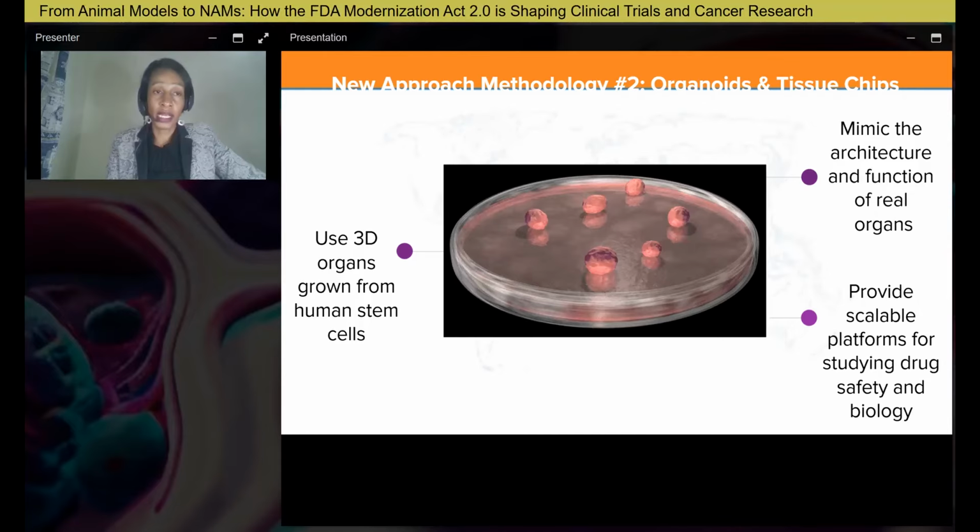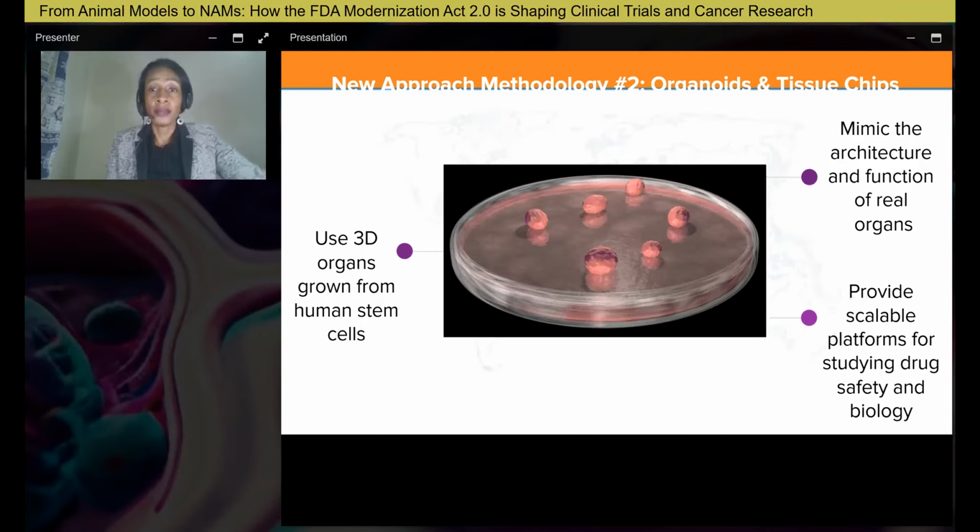The second methodology we look at are organoids and tissue chips. Organoids are quite similar to organs on a chip. However, they do not require microfluidic technology. Here, researchers take cells and they provide them with a conducive environment that allows them to develop into miniaturized organs that have a 3D dimension. And this gives them an obvious advantage over two-dimensional cells on a petri dish.